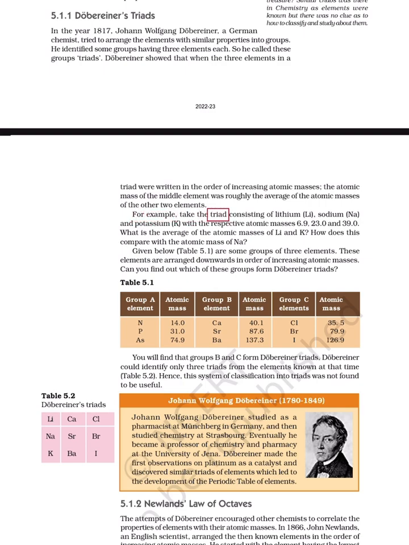For example, take the triad consisting of lithium, Li, sodium, Na and potassium, K with the respective atomic masses 6.9, 23.0 and 39.0. What is the average of the atomic masses of Li and K? How does this compare with the atomic mass of Na?